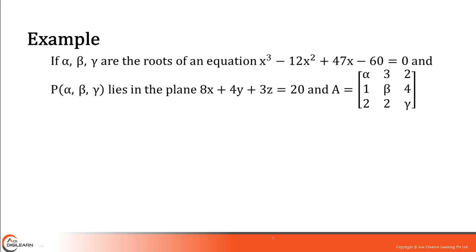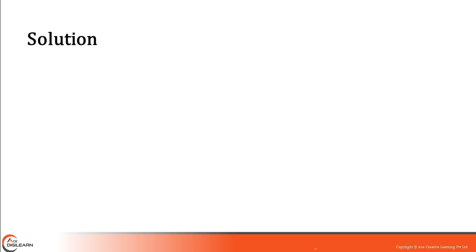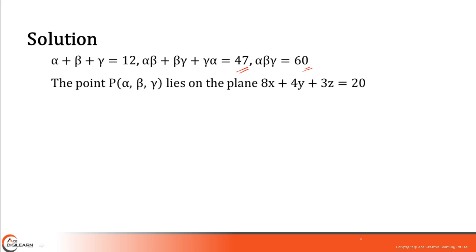Next, one more question. If alpha, beta, gamma are the roots of the equation and P(alpha, beta, gamma) lies in the plane 8x plus 4y plus 3z equals 20 and A is a matrix given of order 3 by 3, then A into adjoint A we need to find. Options are these. Let us see the solution of it. Given alpha, beta, gamma are the roots of the equation, so we can write sum of roots, sum of products of roots taken two at a time and product of roots from the given equation. And next, given P(alpha, beta, gamma) lies on the plane, so the point should satisfy the plane equation. So we get 8 alpha plus 4 beta plus 3 gamma equals 20.